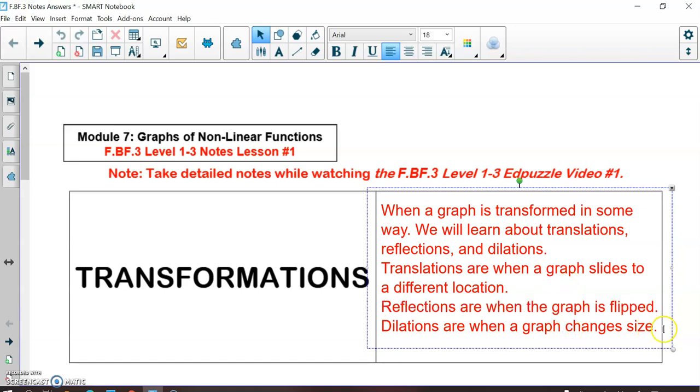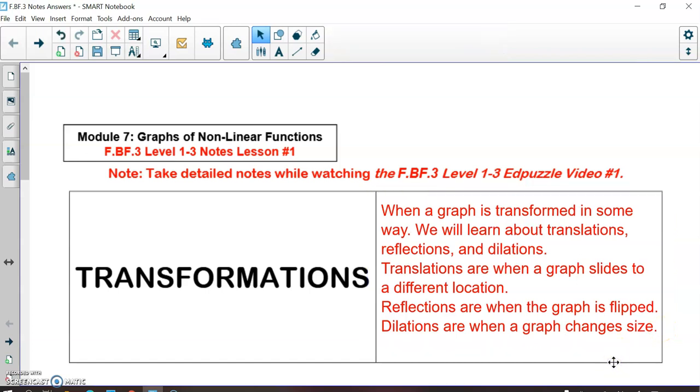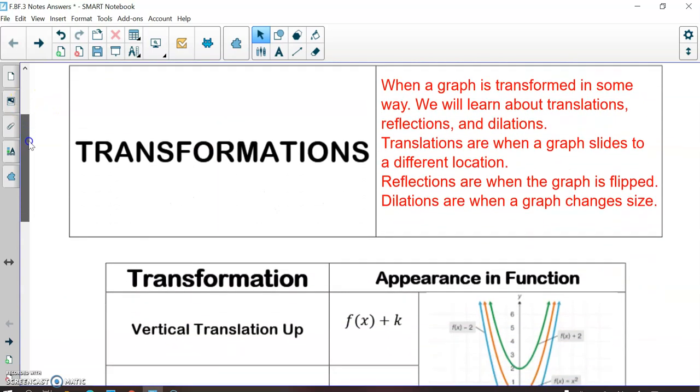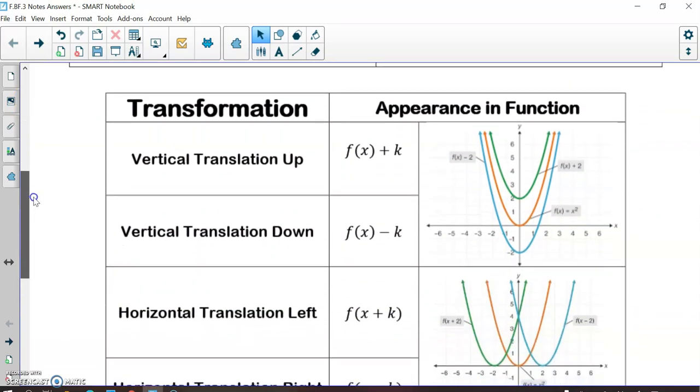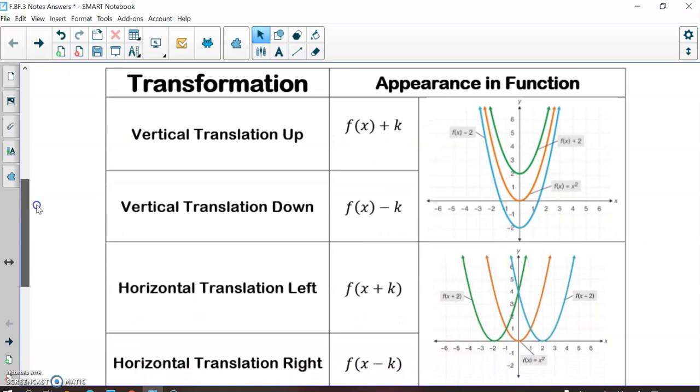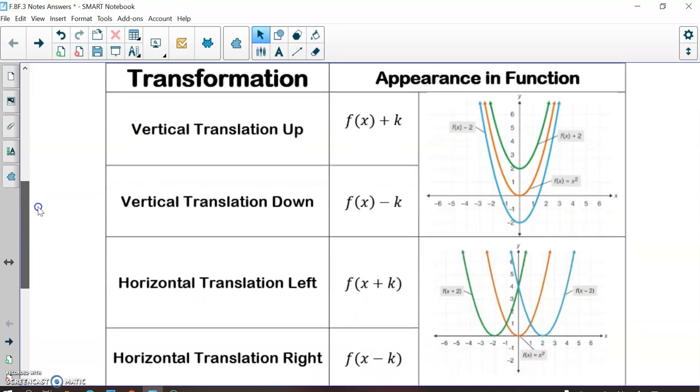And then dilations are when the graph changes size. So maybe the graph gets wider or the graph gets more narrow. But that's what transformations are, and we're specifically going to be talking about translations, reflections, and dilations. So the first transformation we're going to be talking about are translations.